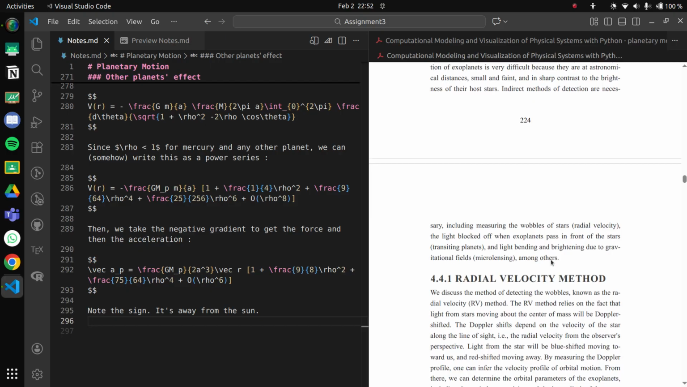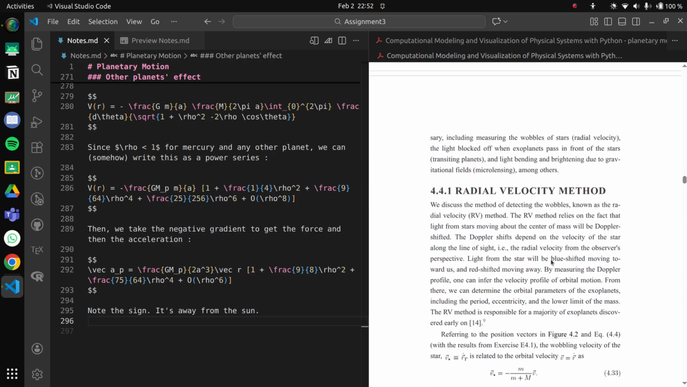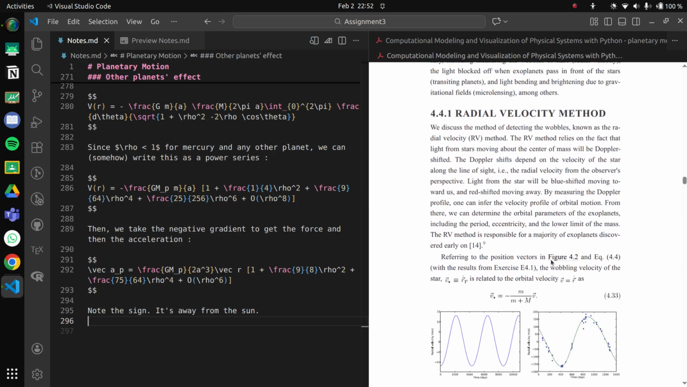Measuring the wobble of a star. Light blocked off as an exoplanet passes in front of a star, and light bending and brightening due to gravitational fields, among others. Oh my god, this is some great stuff going on. They're using the Doppler shift, moving about the center of mass will be Doppler shifted.